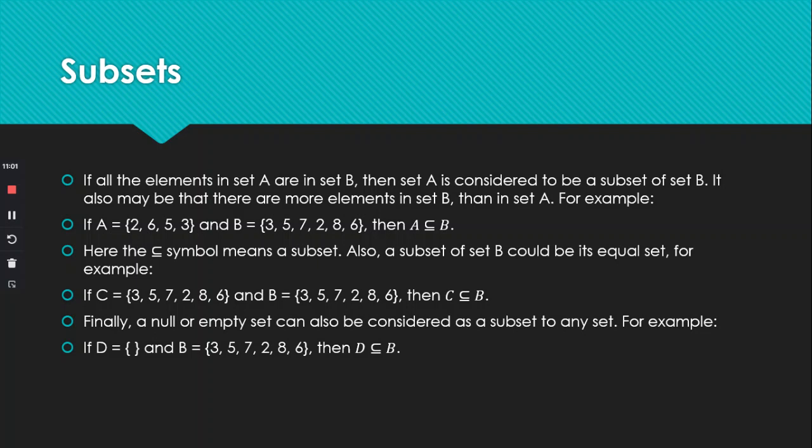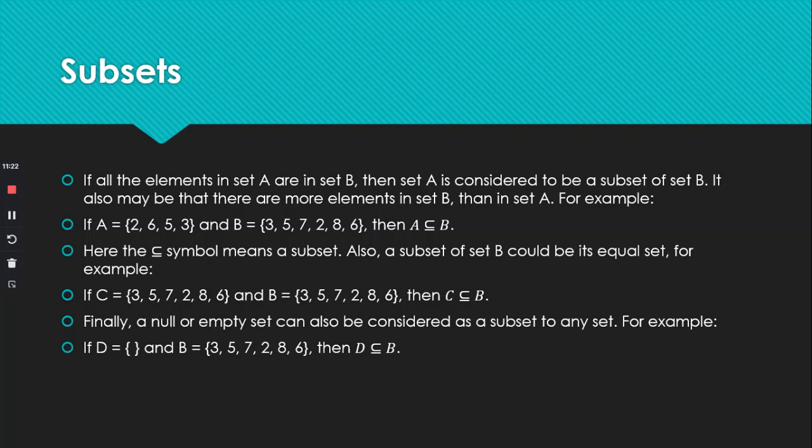Also, a subset of set B could be its equal set. For example, if C is equal to 357286 and B is equal to 357286, same sets here, then C is a subset of B. It doesn't really matter if they're equal sets. They just have to be subsets here.